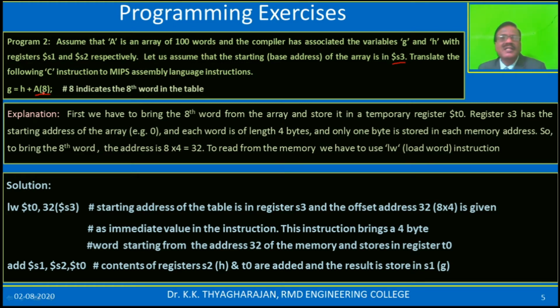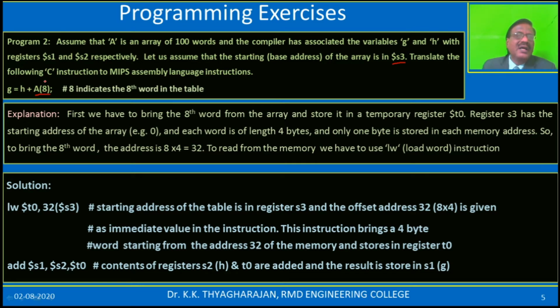The base address is in S3. 8 is the index value. So we have to compute G is equal to H plus A of 8. A of 8 means A is an array, 8 is the 8th element.